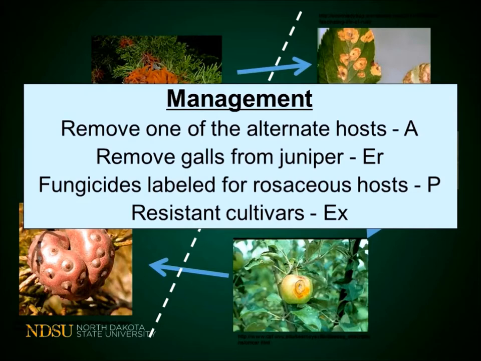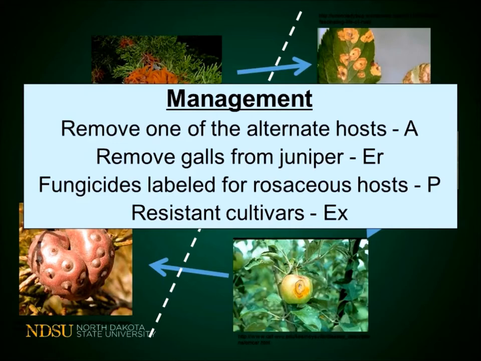There is the possibility, in terms of protection, to apply fungicides to control this disease. Now, there are fungicides which are labeled for use on the rosaceous hosts, so on the apples and on the crab apples, but I'm not aware of this type of fungicide that is labeled for use on the juniper plants.